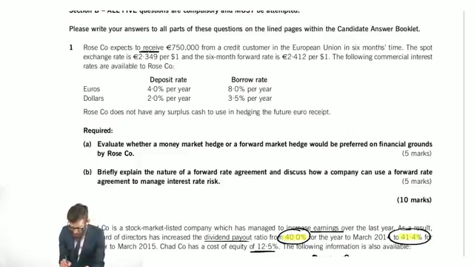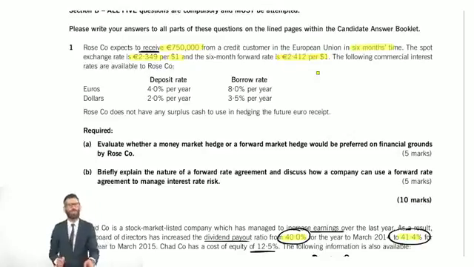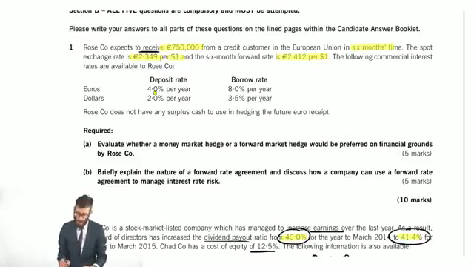I've got another receipt here, I'm afraid, but it's fine. 750,000 euros from a credit customer in the European Union in 6 months' time. The spot rate is 2 euros per dollar, and the 6-month forward rate is 2.412 per dollar. The following commercial interest rates have been provided: 4% per annum, 2% per annum, 8% per annum, 3.5% per annum. Rose does not have any surplus cash. Evaluate whether a money market hedge or a forward market hedge would be preferred.